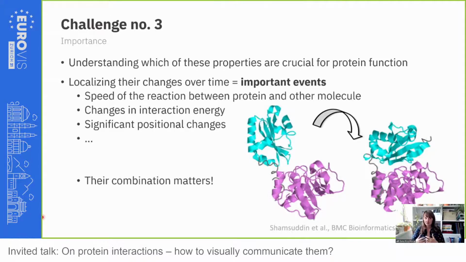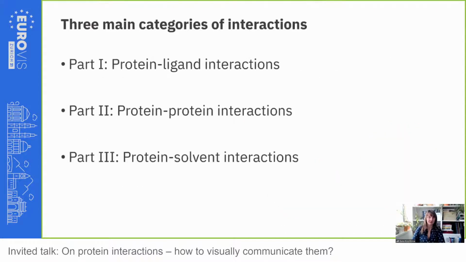And these have to be somehow understood. And that's why visualization comes into play, because it really can give them a nice overview of different properties and parameters they are interested in. So in the rest of my talk, I would like to show you different examples of the existing proposed representations of interacting proteins with other molecules.